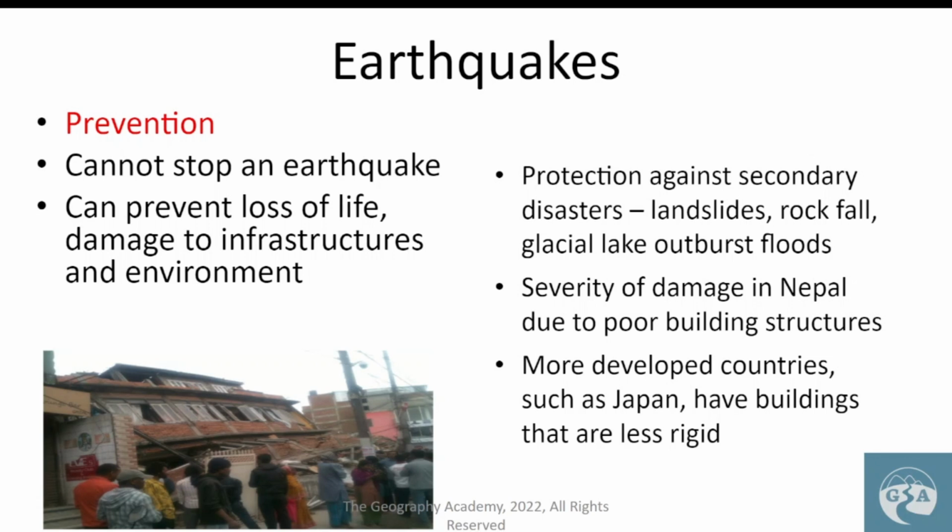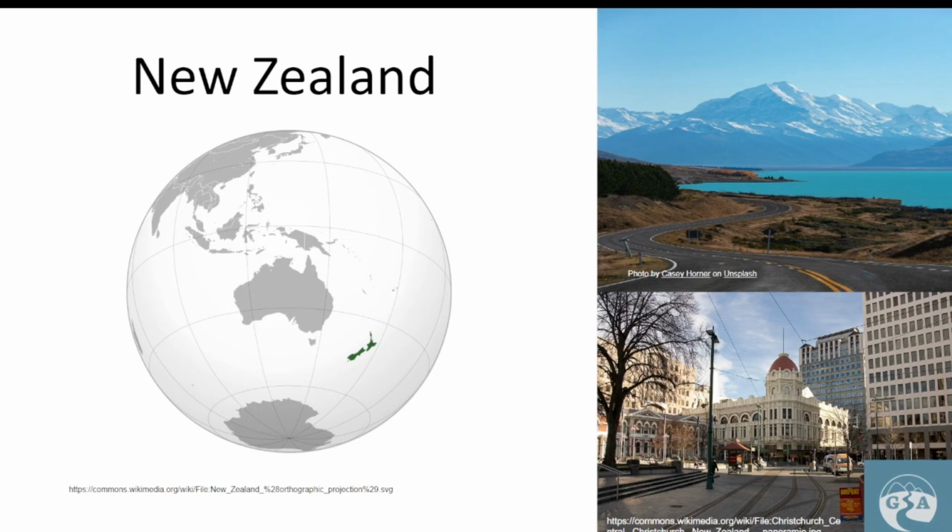So if you can build your buildings that are less rigid, this will help them to stay upright. With isolated base structures, for example, a lot of people in Nepal would not have the money to build those types of buildings. So we will not see them at the same level and at the same amount as you would find in more developed countries.